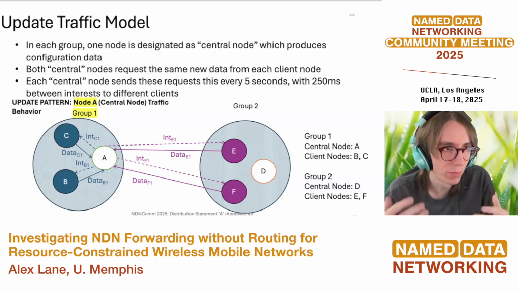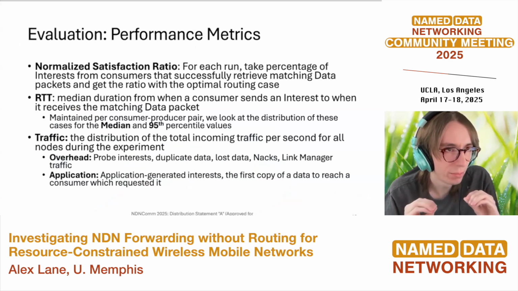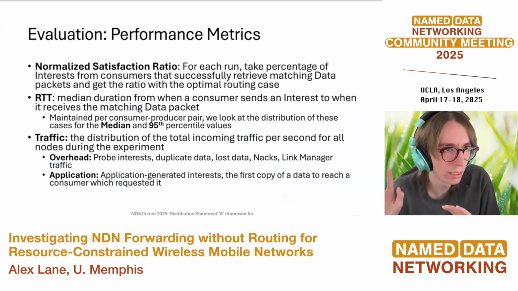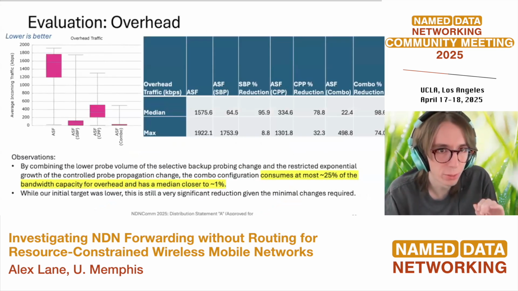Basically, this is more of a periodic update mechanism. So in metrics, quickly looking at a normalized satisfaction ratio, because our mobility behavior was reproducible, we were able to pre-compute some routes to try and get an optimal forwarding value. And we also look at the RTT of data and traffic distribution.